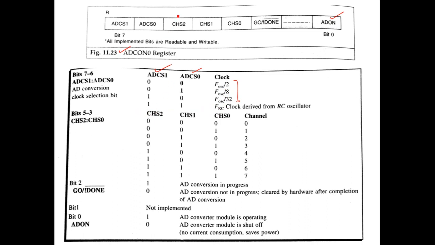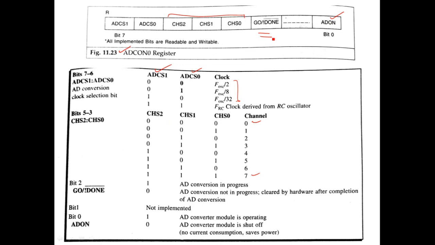Then there are channel selection bits. There are 3 channel selection bits to select one of the 8 channels at a time. We have seen that one of the 8 channels should be connected to the ADC. Then there is a GO/DONE bit. Okay, similar bits we have also discussed while discussing the ADC in the 1671 IC.